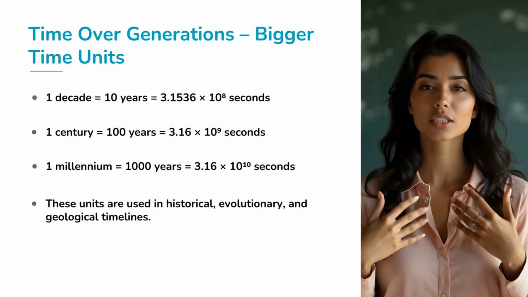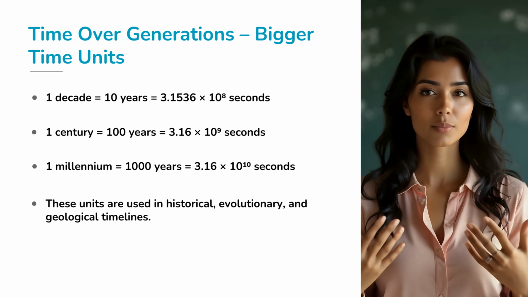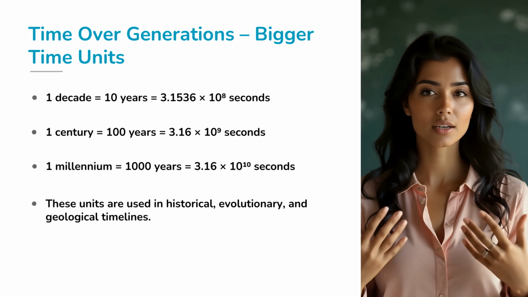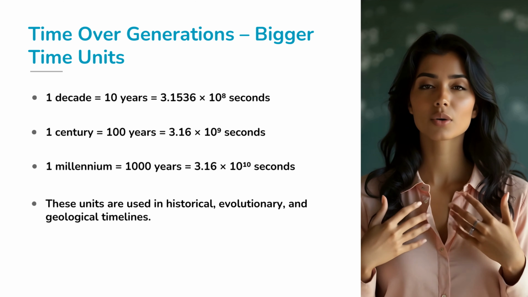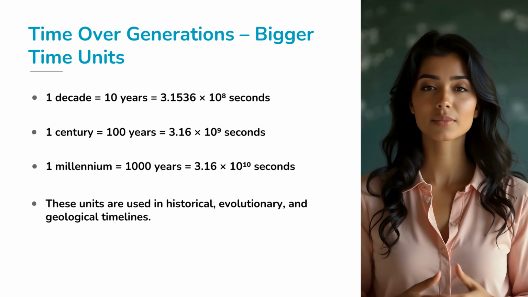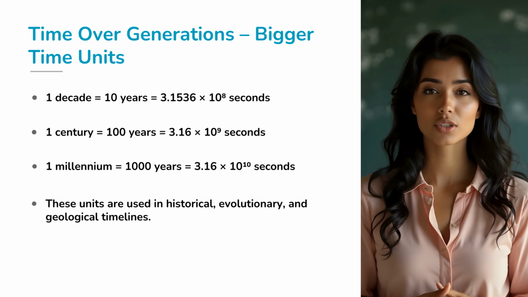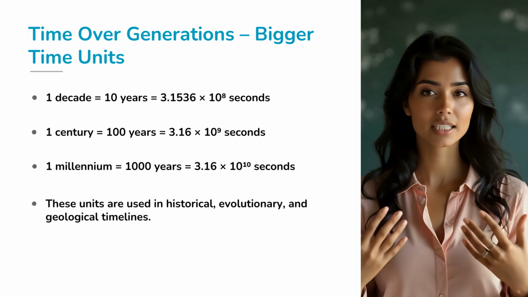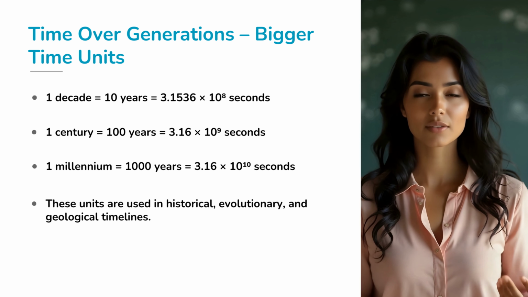A decade is 10 years, which equals about 3.1536 times 10 raised to the power 8 seconds. A century, or 100 years, is around 3.16 times 10 to the power 9 seconds. And a millennium? That's a whopping 3.16 times 10 to the power 10 seconds. These may seem abstract, but they're very real in chemical history.